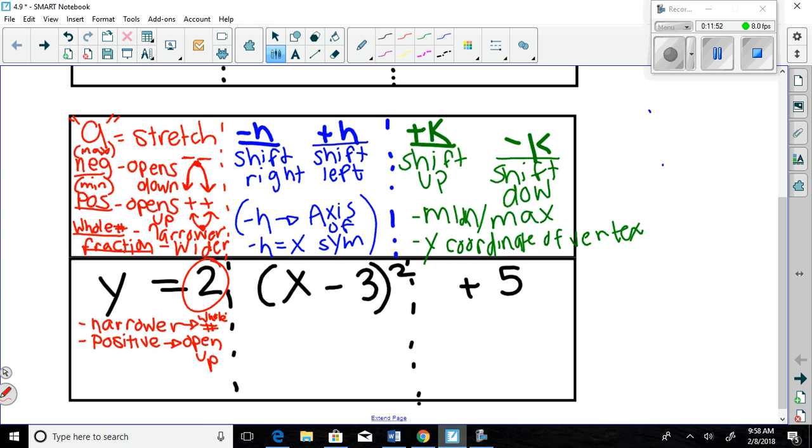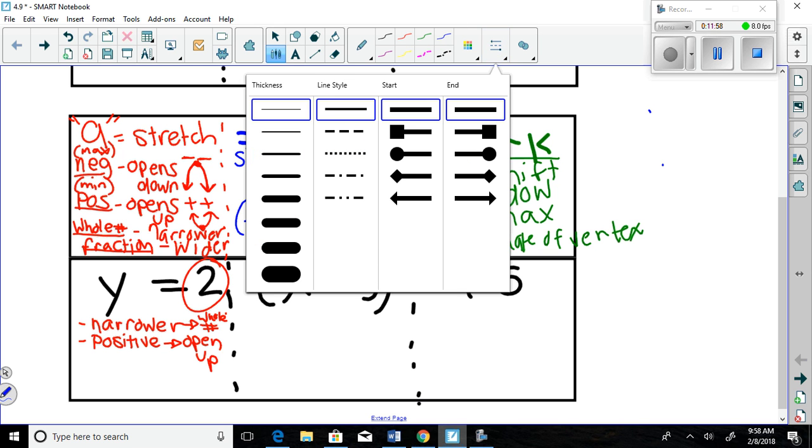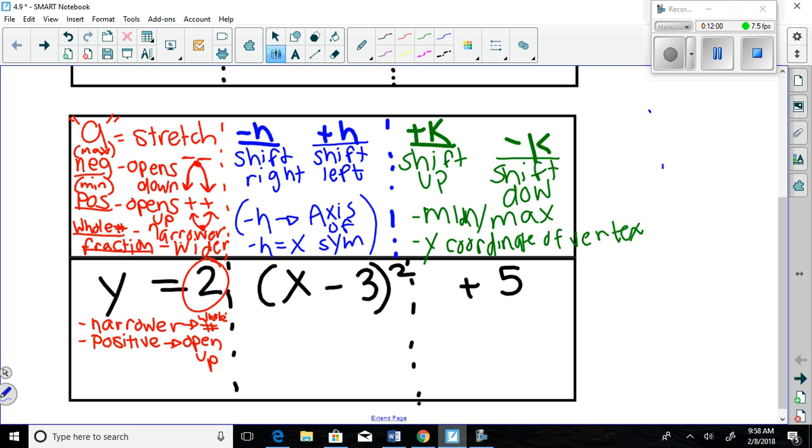Now let's figure out what's going on over here. In the parentheses, you know you're shifting left and right. So if it's minus 3, would I be shifting to the left or the right? Right. So I'm shifting how many to the right? 3. Good. 3 to the right. And my axis of symmetry would be x equals what? Positive 3, right? You're shifting 3 to the right.